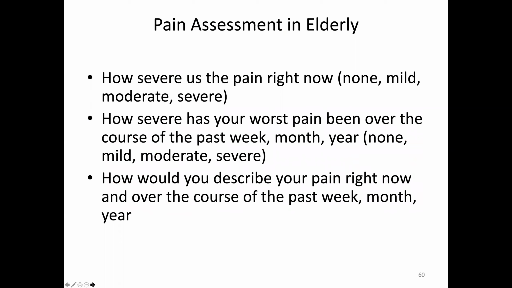What we really want to know is, tell us how severe is the pain right now? Is it mild, moderate, severe? What's the worst pain you've been? These are questions that you may ask. How would you describe your pain right now?